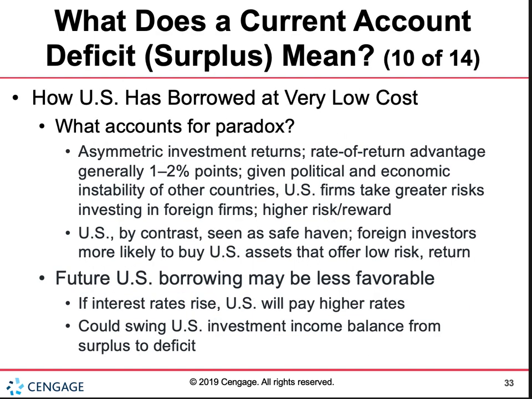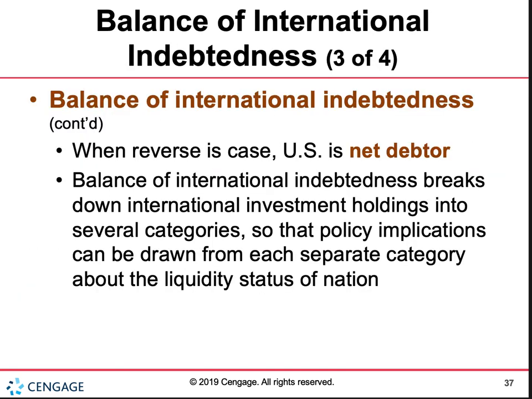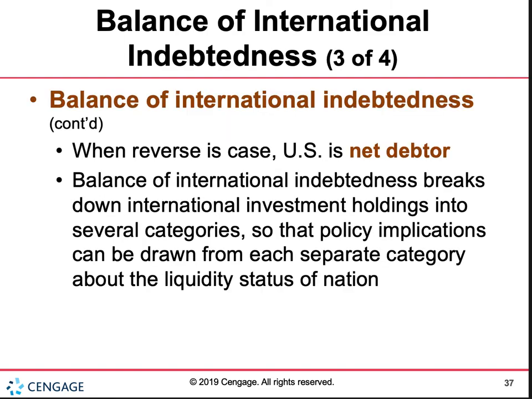Okay, so that's going to be all of what we talk about today. The rest of the slides are basically just looking at the United States and its history as a debtor. Basically, we owe money. The U.S. is a net debtor. The balance of international indebtedness breaks down international investment holdings into several categories. So the rest is just definition based.